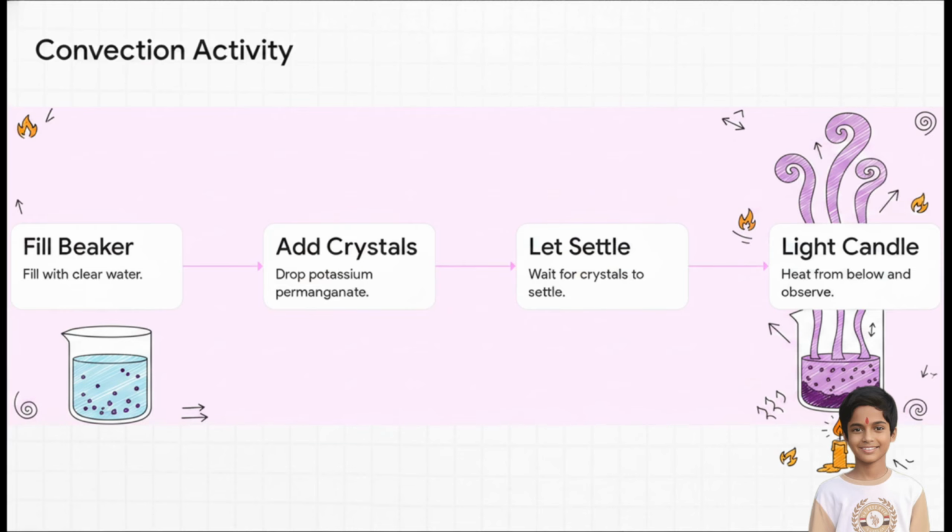Your textbook has a fantastic activity to visualize this, and I want you to picture it step by step with me. Imagine you fill a glass beaker halfway with clear water. You gently drop a little pinch of potassium permanganate crystals, or even just food coloring, straight to the bottom and let it settle. So the water at the bottom becomes colored, but the top stays totally clear. Then you gently light a candle right under the beaker. Guess what happens? You will literally see columns of colored liquid shooting up in the beaker. The heated water molecules at the bottom get lighter and rise, carrying that colored heat energy all the way to the top. That visual right there, that's convection in action.